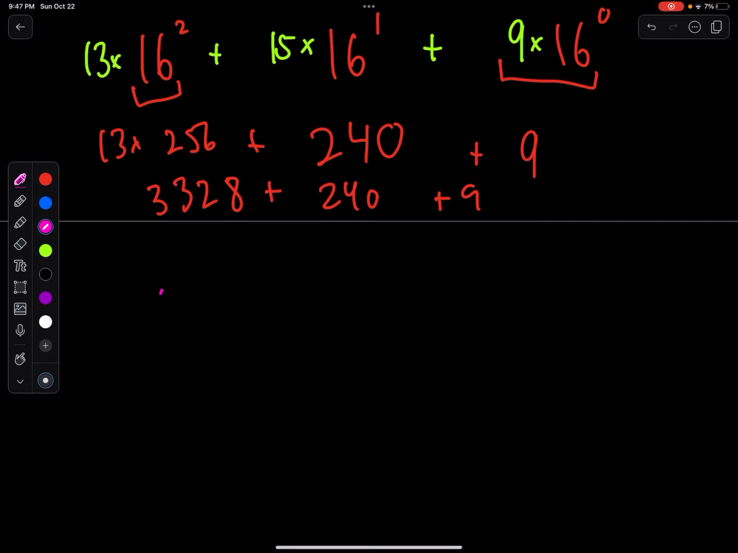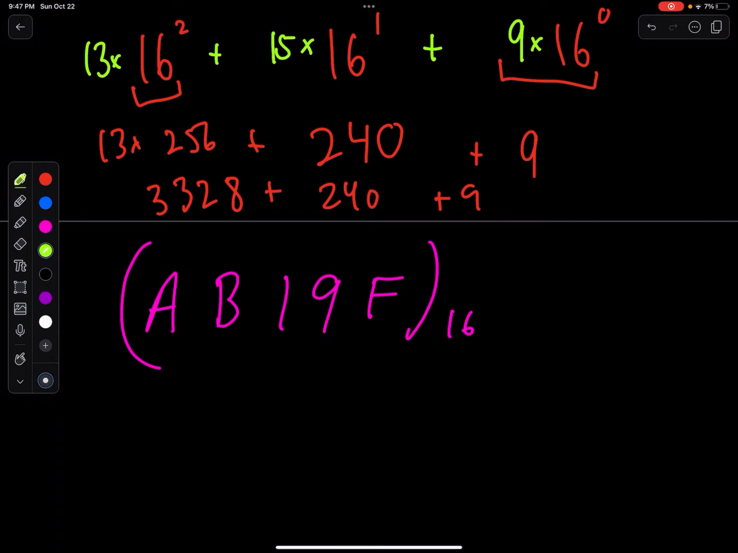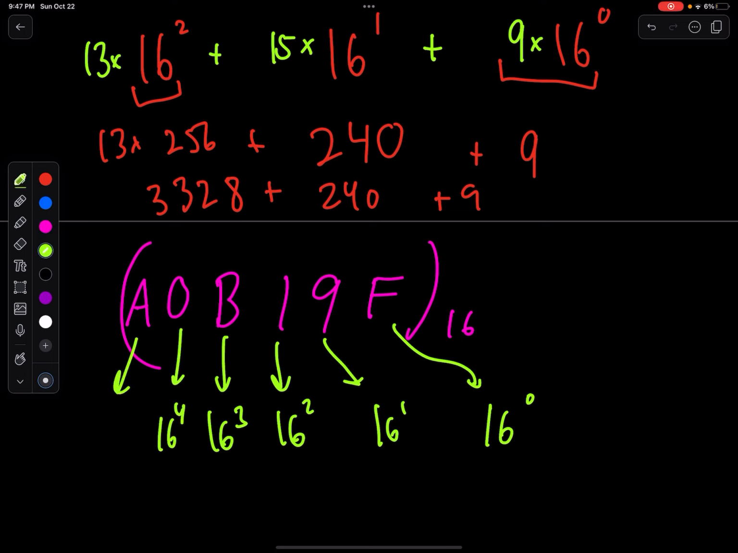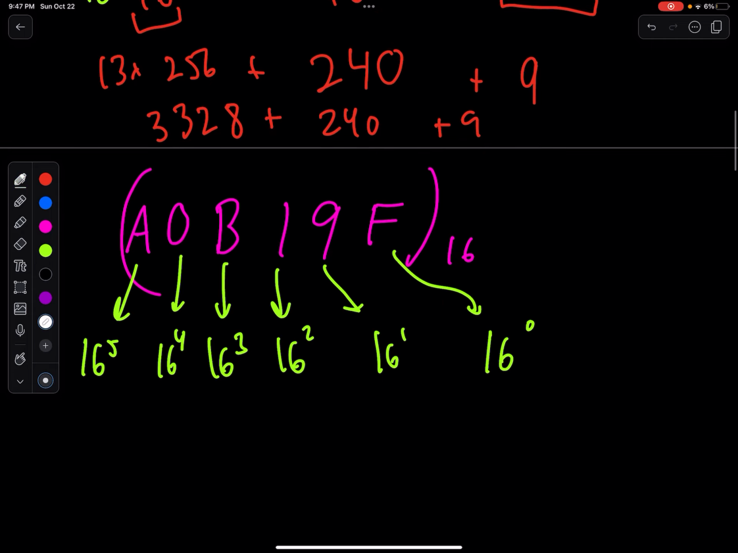So just keep in mind, let's say we have something like AB19F. This is in base 16. Just keep in mind, this is just a bunch of powers of 16. We have 16 to the 0, 16 to the first, 16 to the second, 16 to the third. You know what? I'm going to get crazy here too. Let's have a 0 in there. I think that's important. We have 16 to the fourth, and then 16 to the fifth. So each one of these digits is just a power of 16.